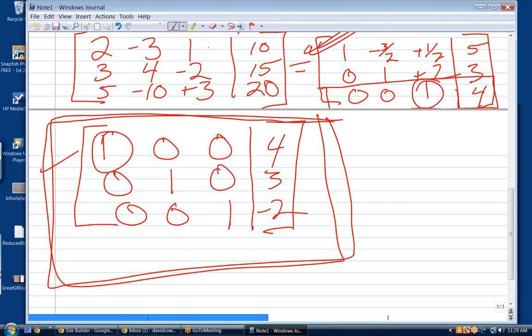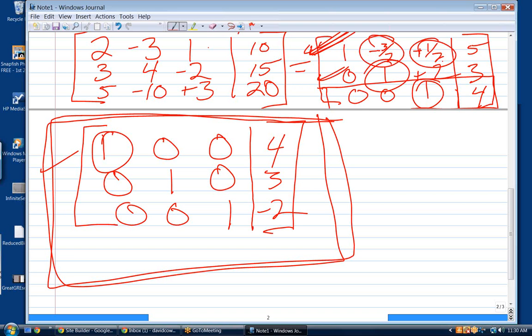Yeah, exactly. And you can start with these two equations. This second row tells me that 1 times y plus 2 times z is equal to 3. So once I know z, I can come up with y pretty easily. And then the first row tells you that 1 times x minus 3 halves times y plus 1 half z is equal to 5. Well, once I know y and z, I can figure out x algebraically.